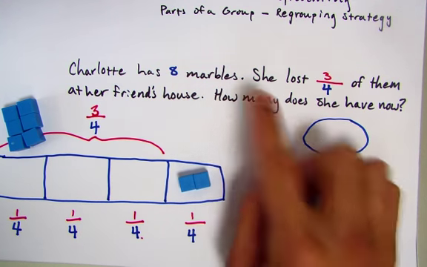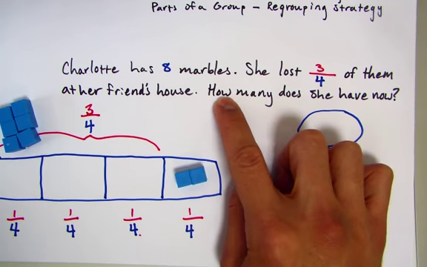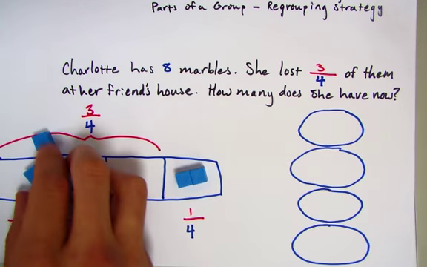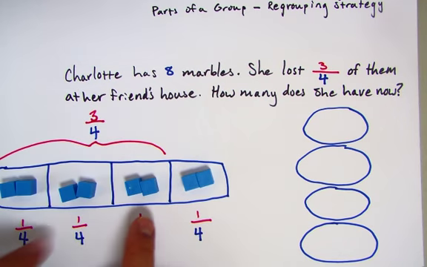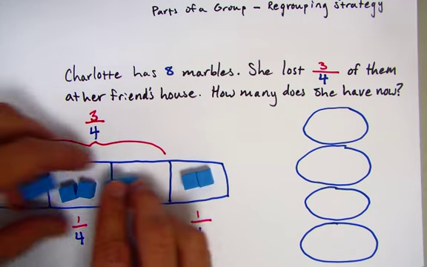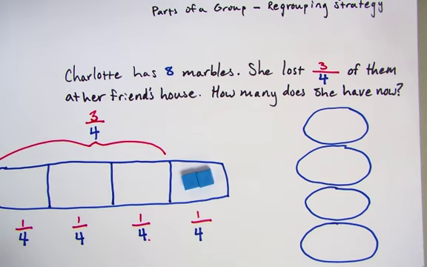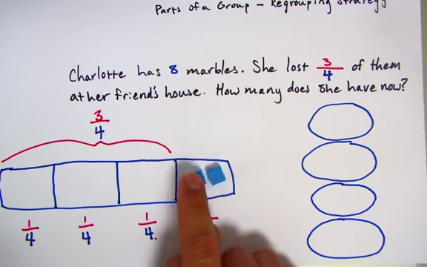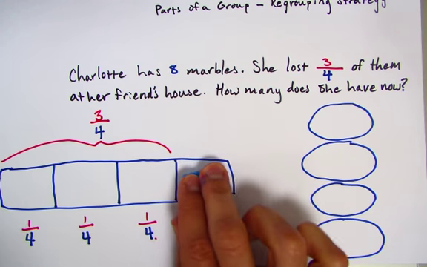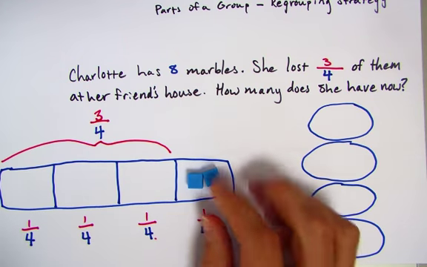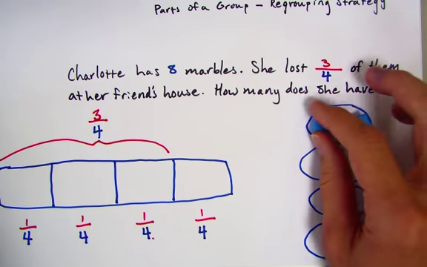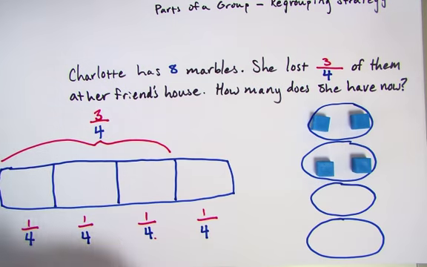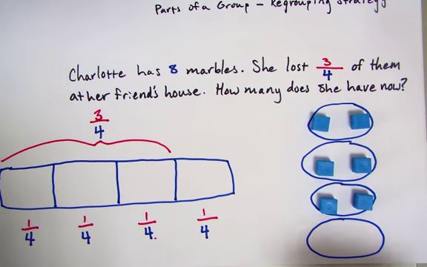As said, the question, it's important that you read the question carefully and you find out how many does she have now. This is what she lost. She lost her 3/4 right here. She lost that. Now what does she have? She has 2/4. I mean, excuse me, 1/4. She only has 2 marbles. Okay. Another strategy for the regrouping strategy is using arrays, but this one is a little more difficult because you have to set up the array in an appropriate way.